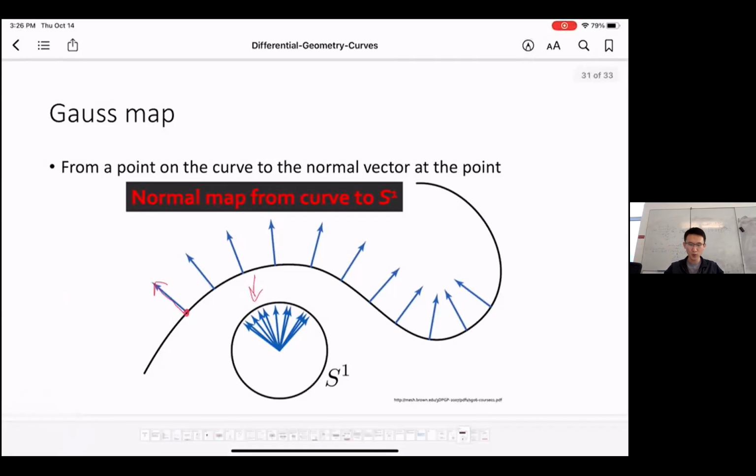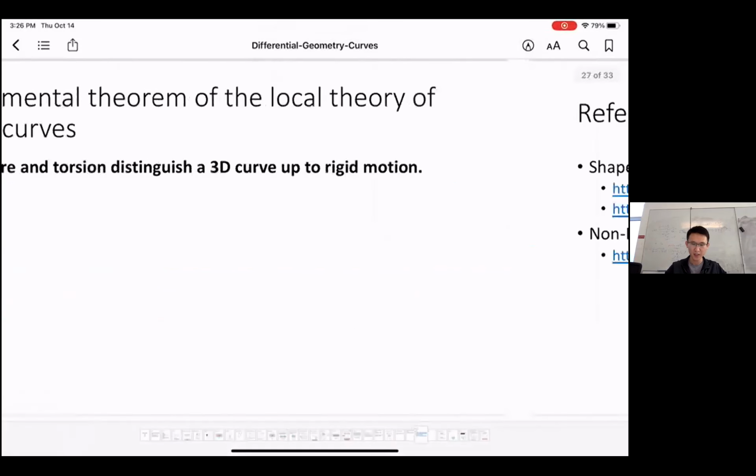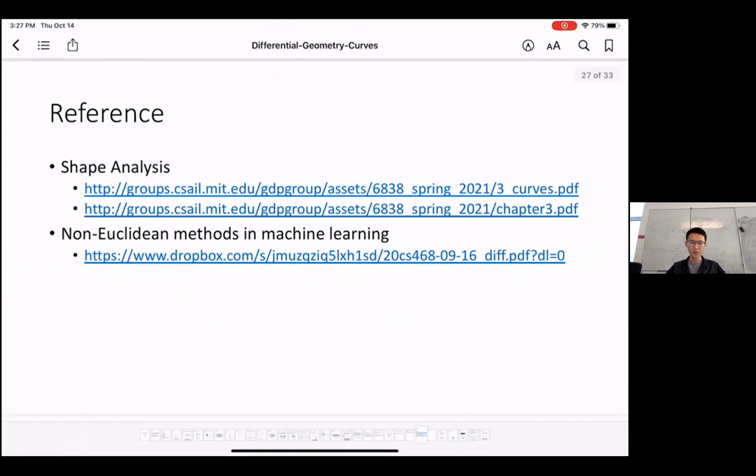Okay, that concludes all I want to say, including the appendix. These are the references I used. I mainly focused on the shape analysis course because I feel like it is a superset of the other Stanford course. If you are reading the slides of the Stanford course, I encourage you to read the shape analysis one as well because it has more content.